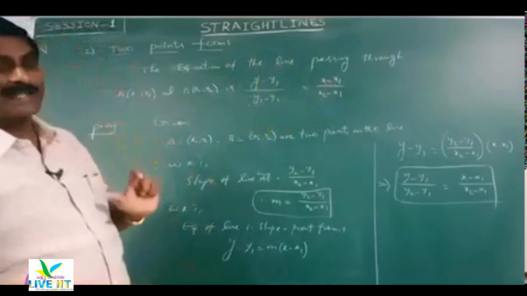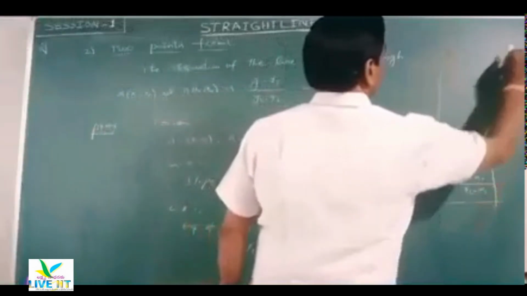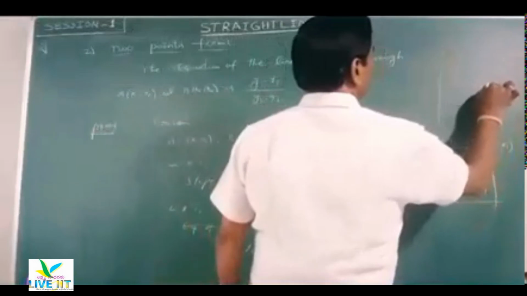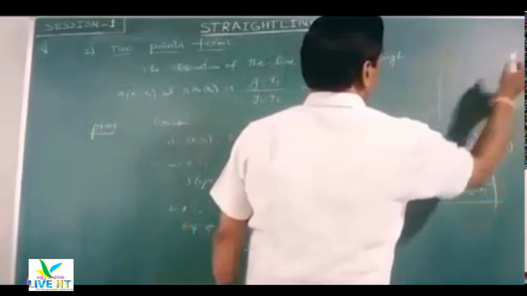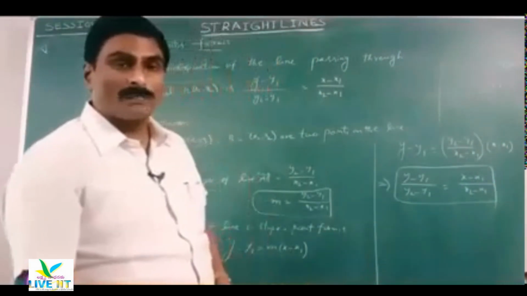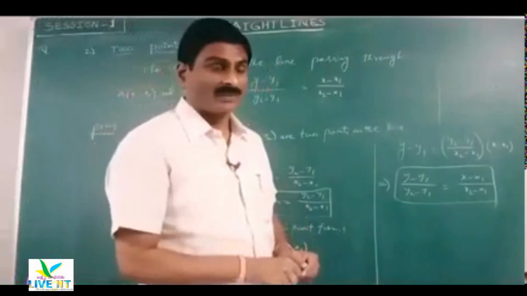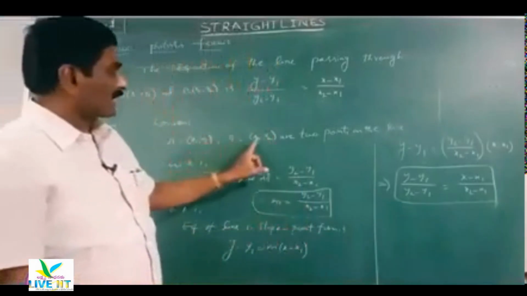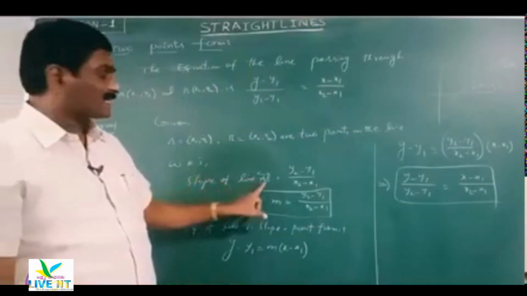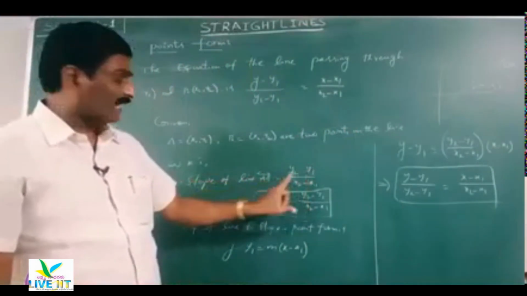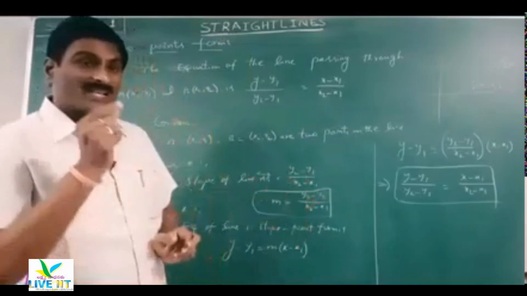In this case, two points on the line are given. Suppose this is the x-axis and y-axis, and this is the line. A (x1, y1) and B (x2, y2) are two points on the line. If two points on the line are given, what is the slope? We know that the slope of the line AB is y2 minus y1 by x2 minus x1. Therefore, the slope of that line is y2 minus y1 by x2 minus x1.